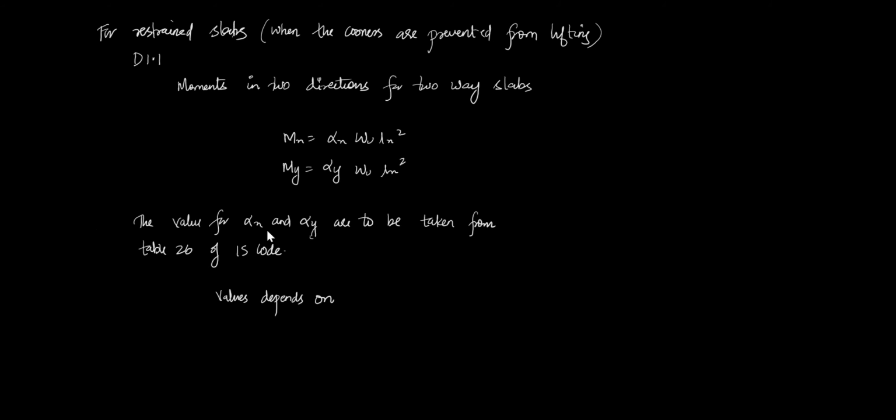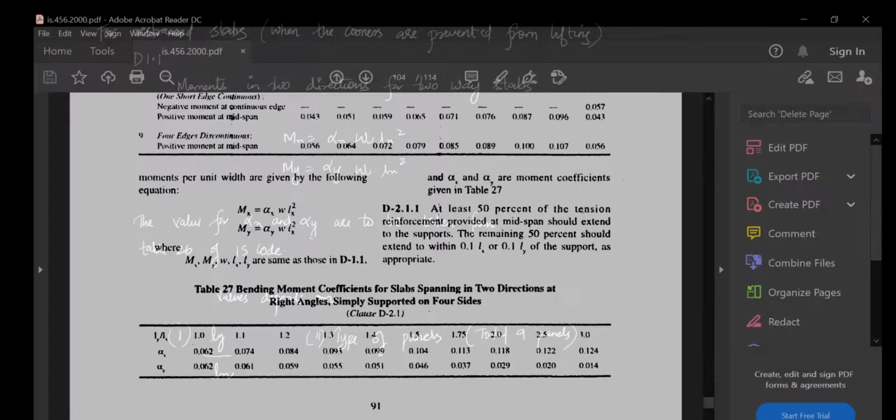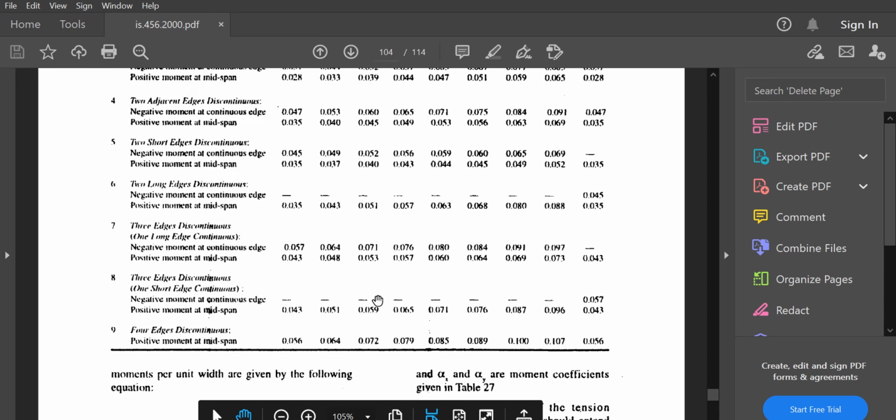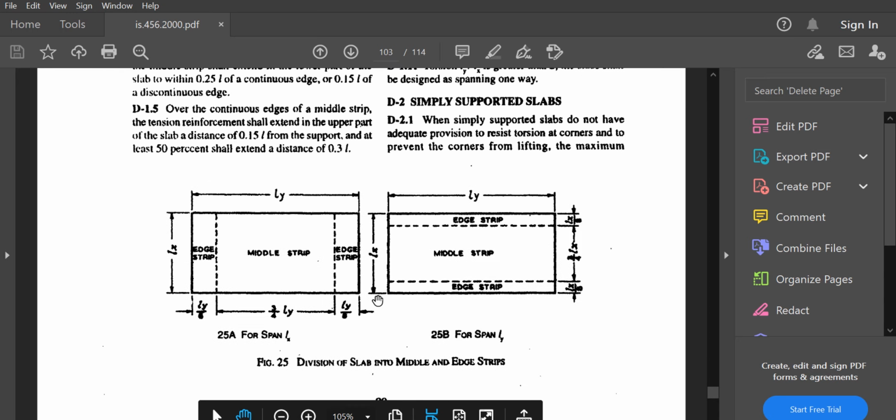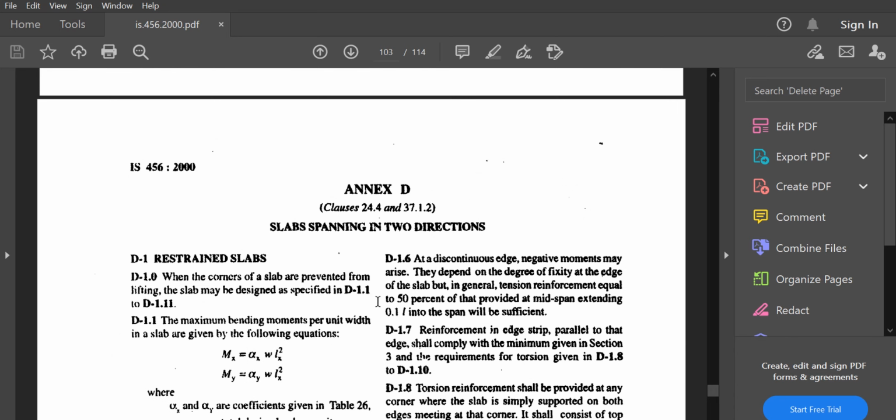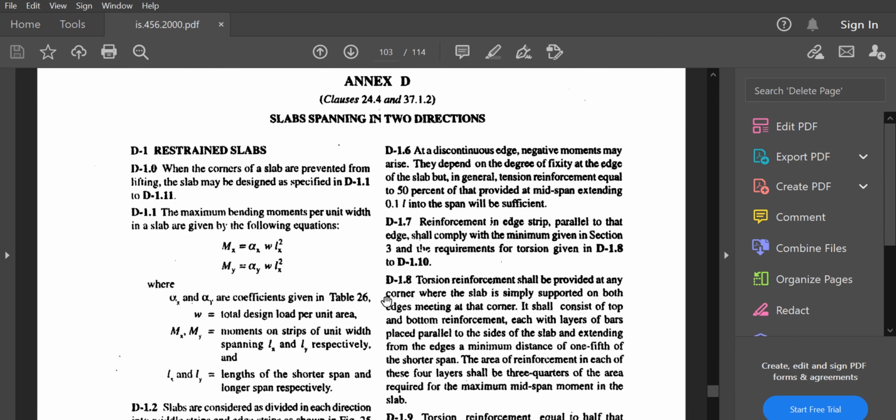The values for alpha x and alpha y are to be taken from Table number 26 of your IS 456, where the alpha values depend on the Ly by Lx ratio as well as the type of the panels. So I recommend you to go through Annex D in detail so that you can understand this two-way slab very easily. The complete design of a two-way slab is given in Annex D of your IS 456-2000: slabs spanning in two directions.